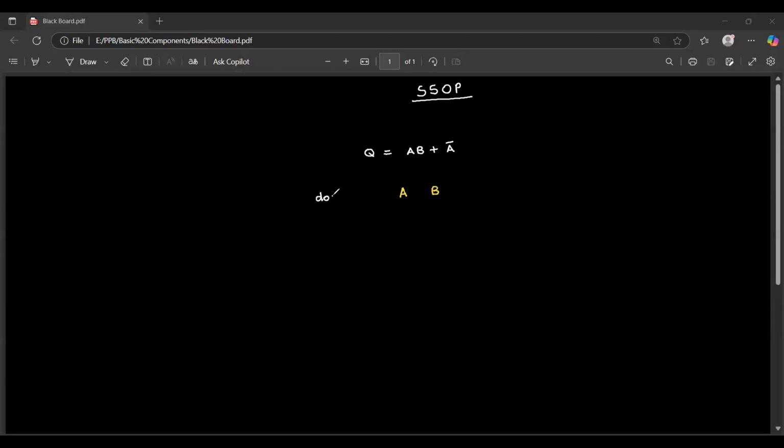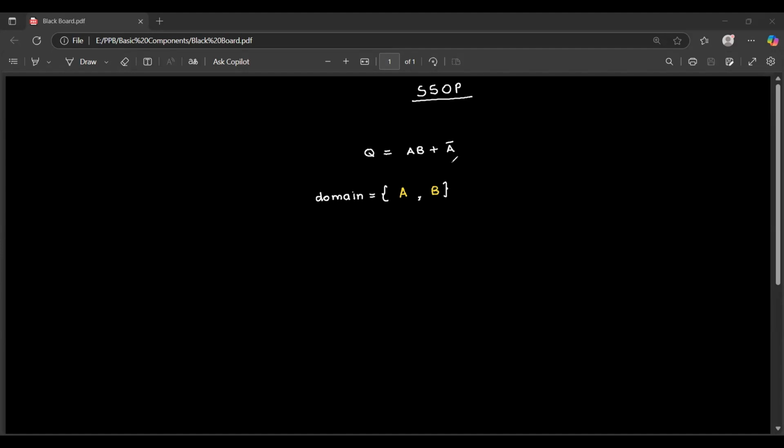The set of domain for Q can be given as A comma B. This is an SOP expression, and that's not a mistake, because obviously we have a product here, we have a product here, and we have the plus symbol to sum it up. That's all fine.